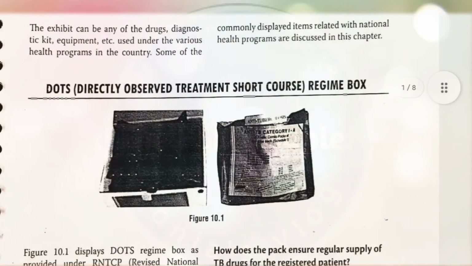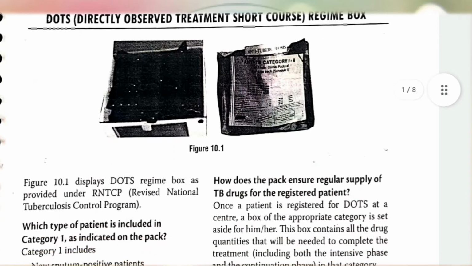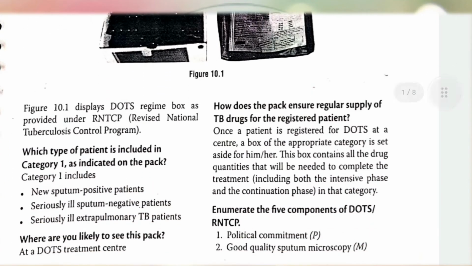So starting with the first one, directly observed treatment short course regime box. As you know, it is of red and blue color which is available. Now what are the questions which were previously asked and which can be asked? Which type of patient is included in Cat 1 as indicated on the pack? So category 1 includes new sputum positive, seriously ill sputum negative and seriously ill extrapulmonary TB patients. Where are you likely to see this pack? So obviously at the DOT center.